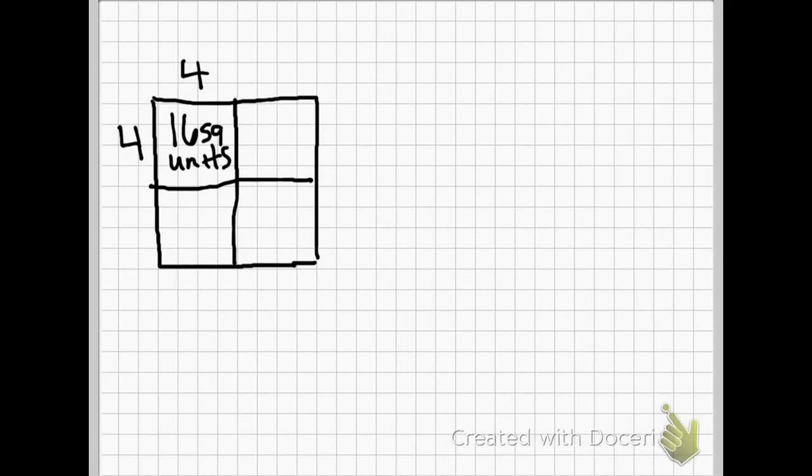This side is 4 and this side is 4. So it's 16 square units. This next piece, one side is 4, the other side is 4, so it's 16 square units. And once again, 4 and 4, the area is 16. That means each area is equal. So it can be divided up into a fraction because each area is equal.